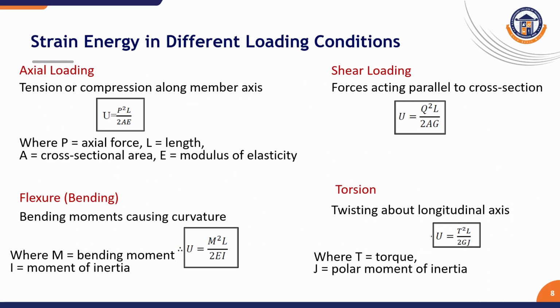Strain energy due to shear, bending, and torsion is given by the following formulas. That is, for bending, U equal to M squared divided by 2EI, and for torsion, U equal to T squared divided by 2GJ into dx, and for shear, U equal to Q squared L divided by 2AG, where M is the bending moment, T is the torque, I is the moment of inertia, J is the polar modulus, and G is the shear modulus. These expressions are essential when computing the deflections using the energy theorems.